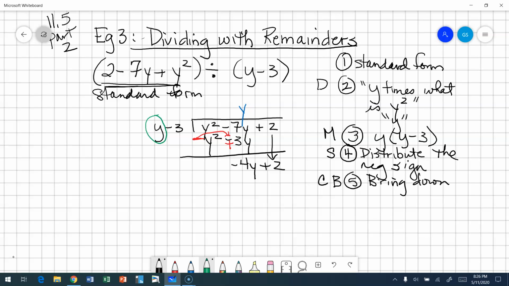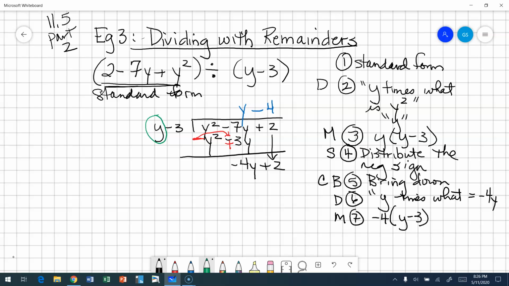So we're going to start with our division. What's our question going to be? Y times what equals negative 4y? The answer to that is negative 4. So now we're going to multiply negative 4 times the quantity of y minus 3. Negative 4 times negative 3, positive 12. Negative 4 times positive y, negative 4y.